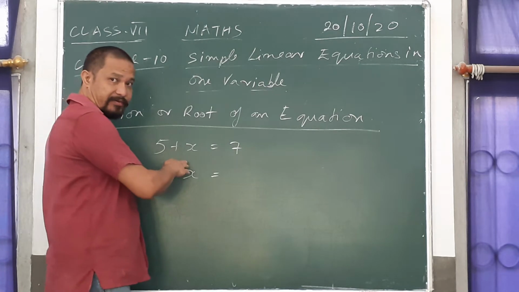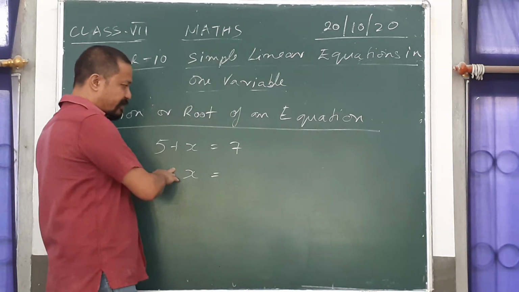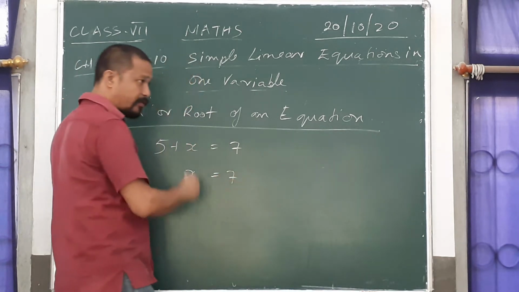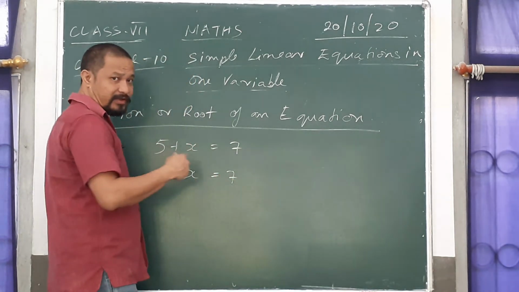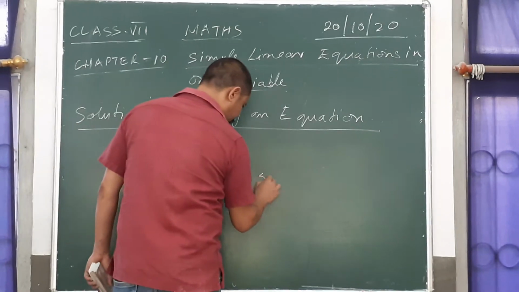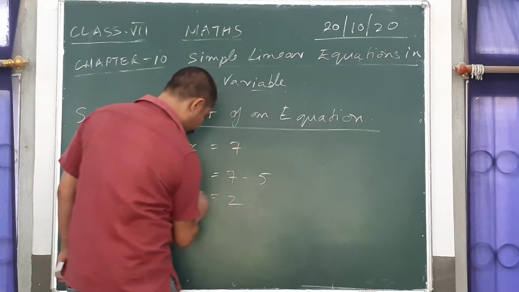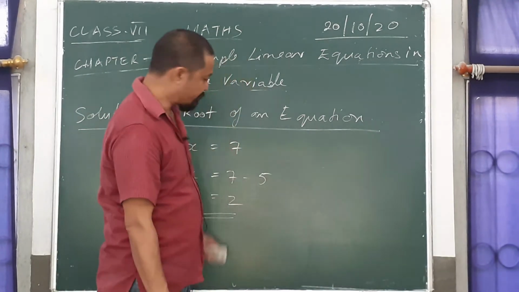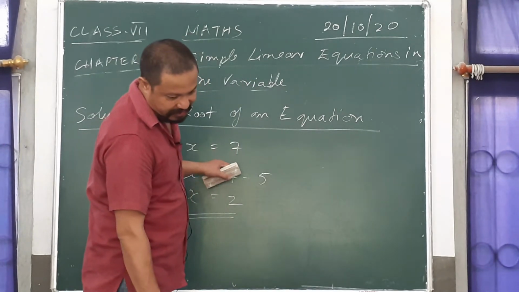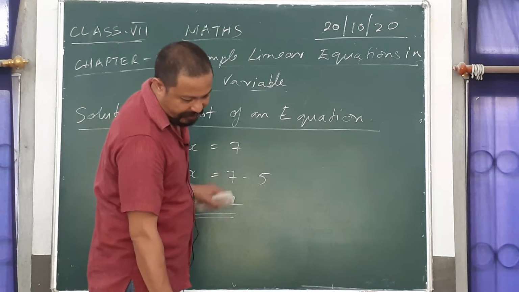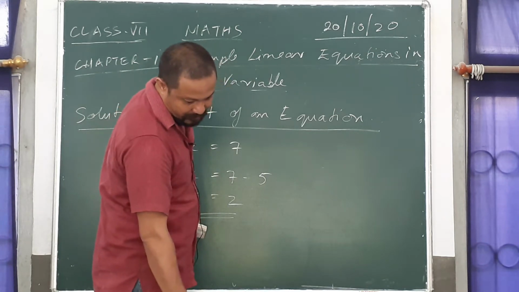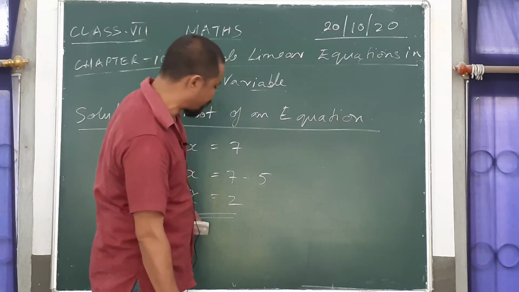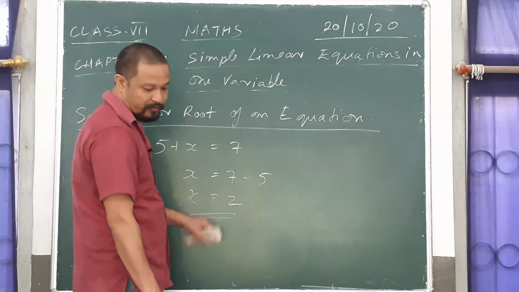Whatever we need to find out, we keep it on the left hand side. With the help of which we can find it out, like this 5 will go to the other side. And please remember, when the numbers jump from one side to another side, the sign changes. So 7 minus 5, this is 2. So the book says the solution of the equation 5 plus x is 2. In other words, the value of x, called the variable, which makes the given equation a true statement, is the solution of the equation.